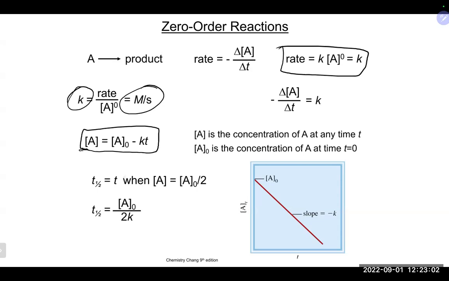And once again here, we see a different half-life equation, which is the initial concentration divided by 2 times the rate constant. So much like the second order reaction, the zero order reaction half-life is also dependent on the initial concentration. And in this particular case, if I have a large initial concentration, will my half-life be longer or shorter?